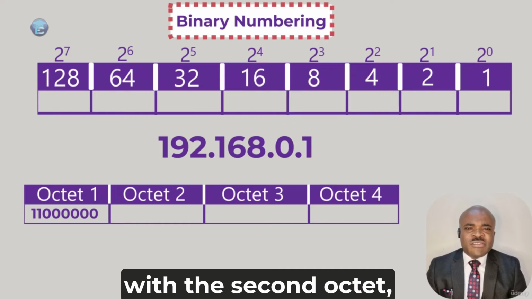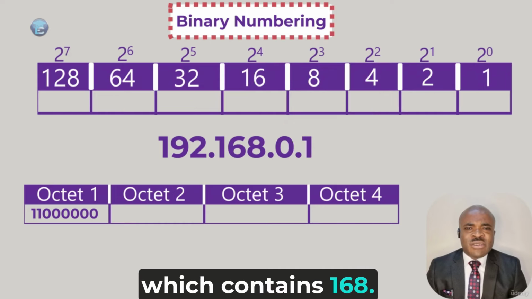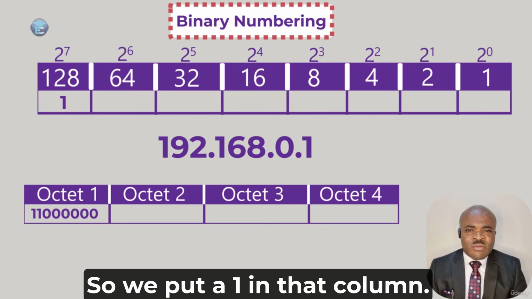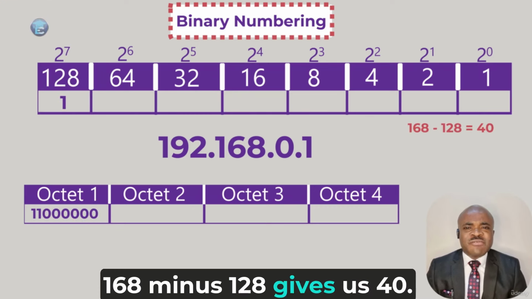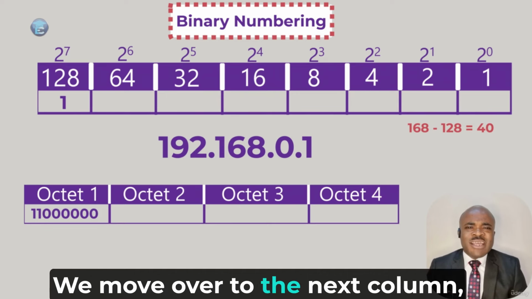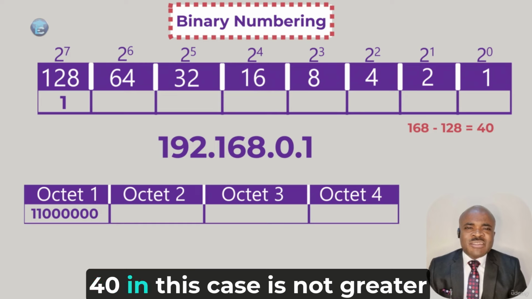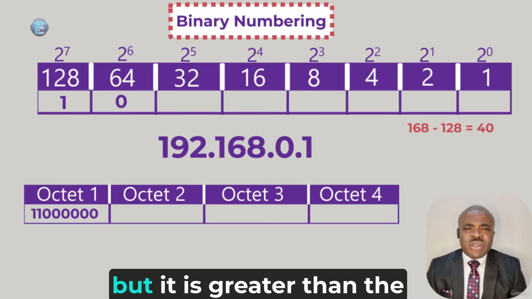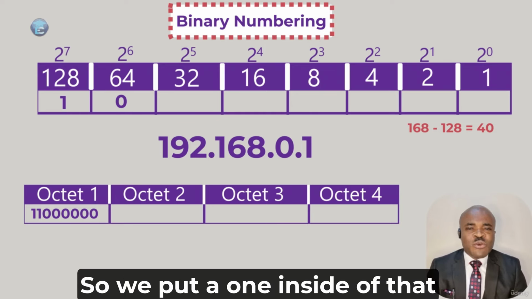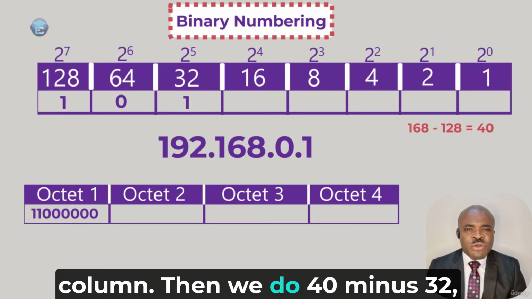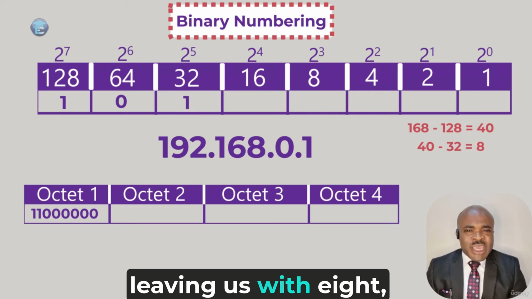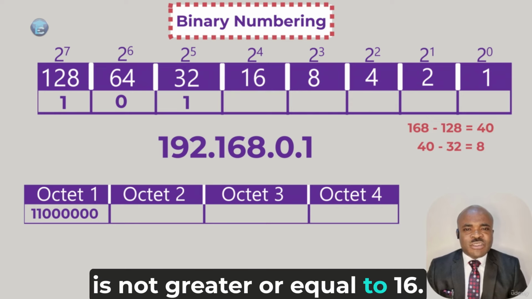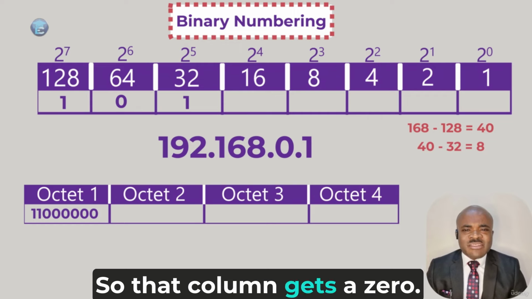We can do the same thing with the second octet, which contains 168. 168 is greater than 128 for sure, so we put a 1 in that column. 168 minus 128 gives us 40. We move over to the next column, which is 64. 40 in this case is not greater than or equal to 64. So we put a 0 under this column, but it is greater than the next column of 32. So we put a 1 inside of that column. Then we do 40 minus 32, leaving us with 8, and we move to the next column of 16. 8, of course, is not greater or equal to 16. So that column gets a 0.